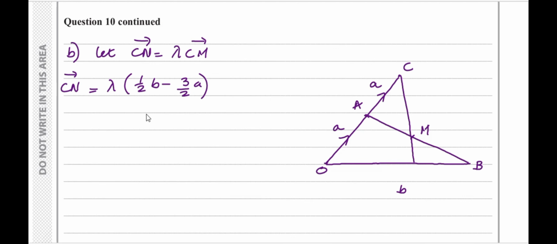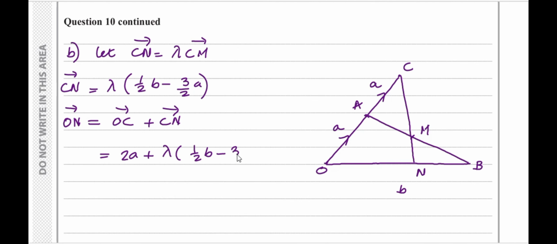Alright, now the question wanted us to figure out what vector ON is. Therefore ON is equal to OC plus CN. Vector OC plus vector CN. That's equal to, OC is equal to 2a plus vector CN, which is what we have written here, lambda times half b minus 3 over 2 a. Again, the left hand side is vector ON.